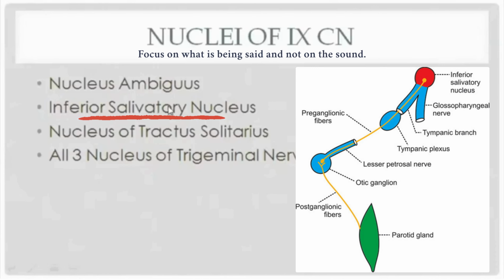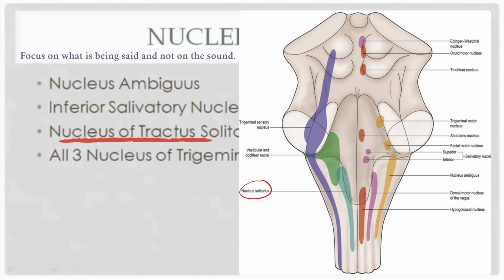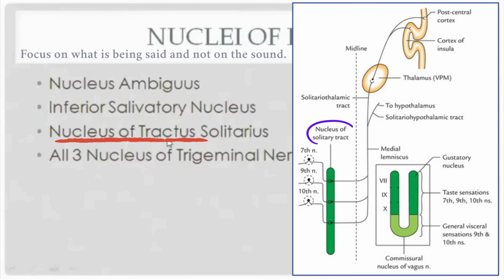And from here, the preganglionic parasympathetic fibers will emerge, relay in the otic ganglion, from there to the parotid gland. Then nucleus tractus solitarius. This again is a longitudinal nucleus extending in both the open and closed portion of medulla, and this has two functional components within it. The upper portion was receiving special visceral afferent sensations, that's the gustatory sensations, while the lower portion of this nucleus tractus solitarius was receiving the general visceral afferent sensations.